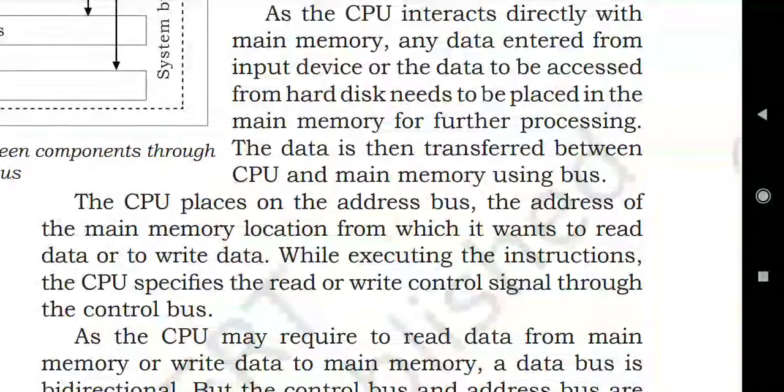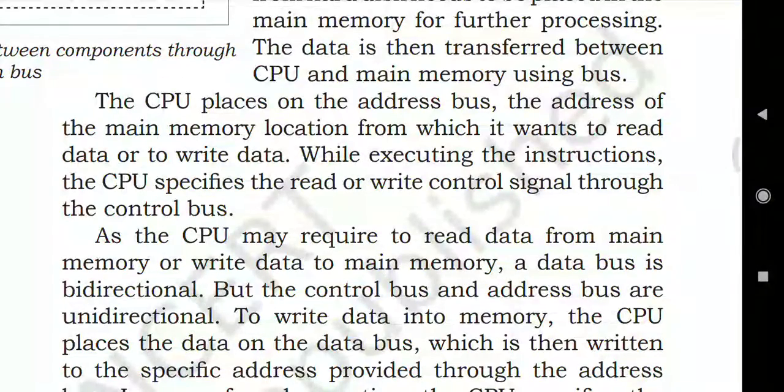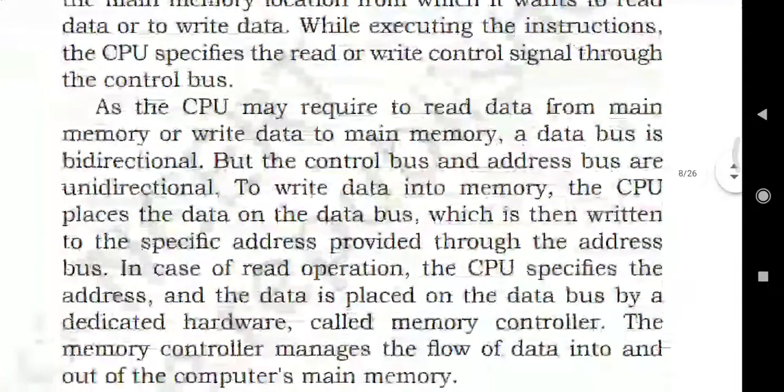Now you know that as the CPU interacts directly with main memory, any data entered from an input device or data to be accessed from the hard disk needs to be placed in the main memory for further processing. The data is then transferred between the CPU and main memory using buses. The CPU places the address of the main memory location from which it wants to read data or to write data. While executing the instructions, the CPU specifies the read or write control signal on the control bus.